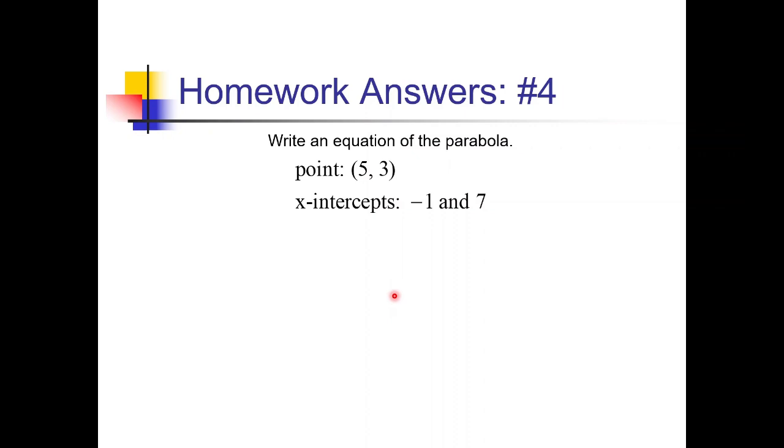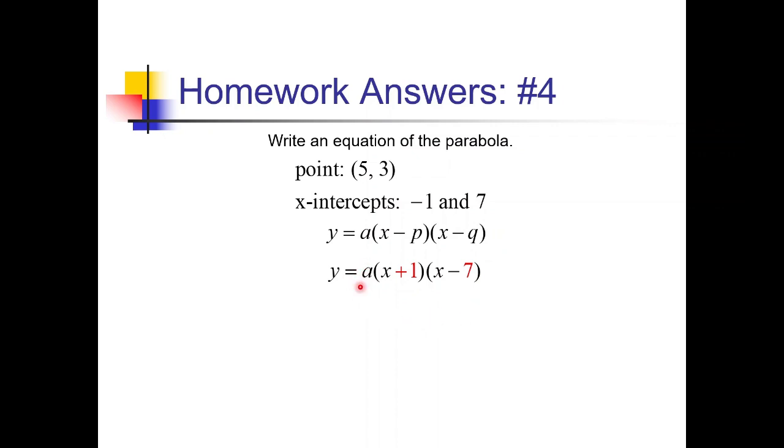For this problem, we're trying to write an equation of a parabola that has a point of 5, comma 3, and the x-intercepts negative 1 and 7. Since they're giving us the x-intercepts, the easiest way to do this is going to be to start with the intercept form. That's y equals a times x minus p and x minus q. So I'll start by plugging in -1 and 7 for the p and the q here. So that'll be x plus 1 and x minus 7, because it's minus whatever you're plugging in.